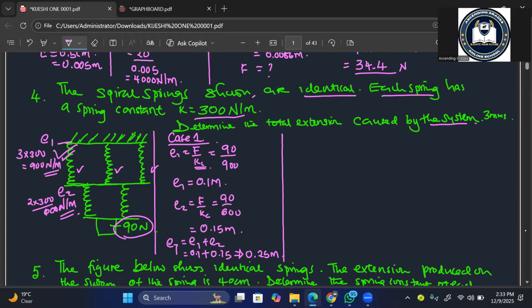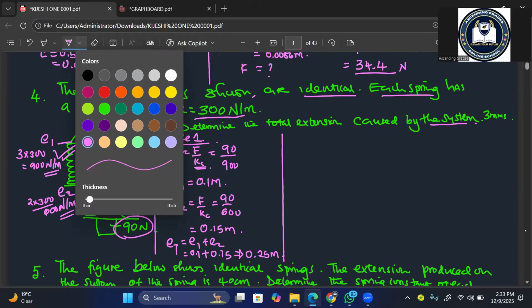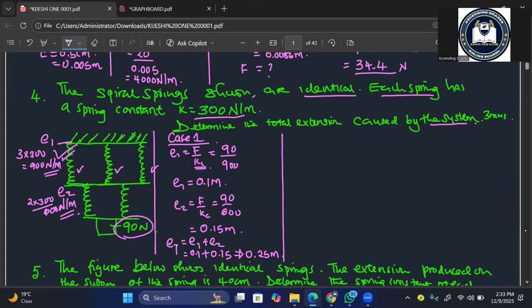Now I want us to move to option 2 or case 2. So our case 2 or option 2, then allow me to erase something here.